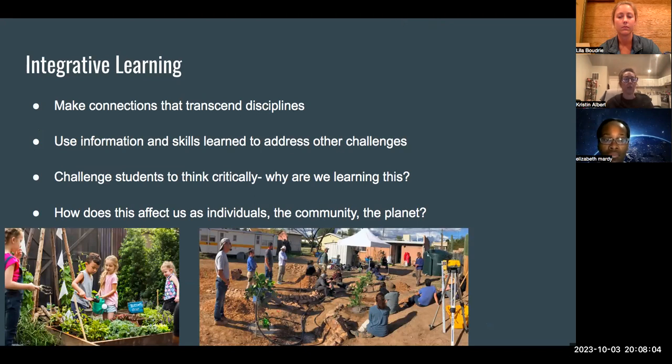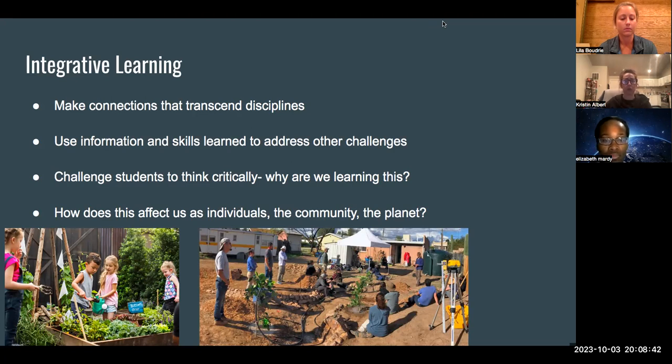Integrative learning. You want your students to make connections that transcend disciplines. It's been shown to support students' engagement and learning, and you want them to use the information and skills that they learn to address other challenges. So like going back to the zoo, if you have a group of little kids and you want them to pick their favorite animal, instead of having them just write it down, maybe you can have them draw a picture and get creative with it. Or if you have a group of adults, maybe challenge them to think of different ways that they might improve on the exhibits or change the layout of things.